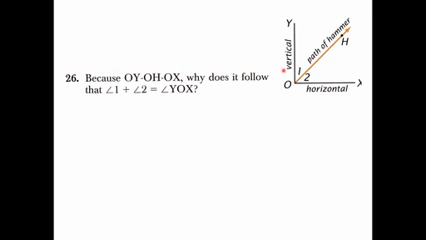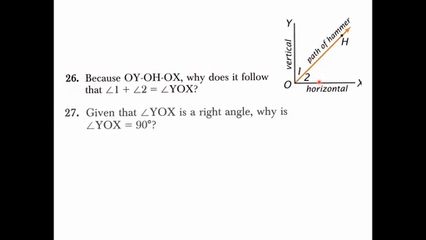Because OH is between OY and OX, why can we say that angle 1 plus angle 2 equals angle YOX? Flash back to the previous lesson. Hopefully you've got that. If not, take a look back. Given that YOX is a right angle, why can we say angle YOX equals 90 degrees? You can't just say, well, it is. There's got to be a better reason. Look back.